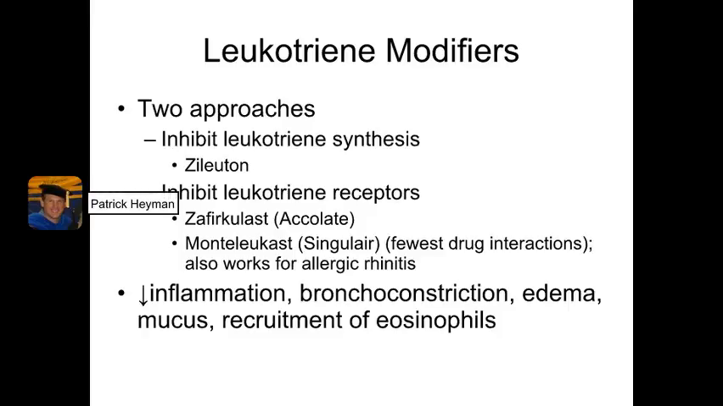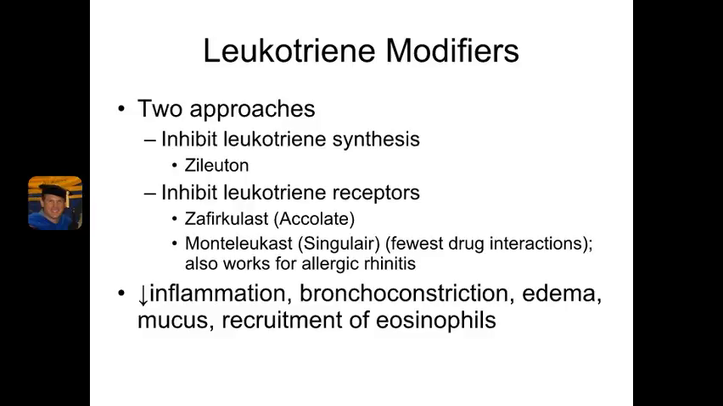Next, we're going to talk about leukotriene modifiers. There are two potential approaches to making leukotriene modifier drugs. One is we can inhibit leukotriene synthesis. The second is we can inhibit leukotriene receptors. Of the three drugs, montelukast or Singulair is the best in terms of it works the best and has the fewer drug interactions, so that's the one that we're going to learn. In addition to being used for asthma, it can also be used for allergic rhinitis because the two diseases are very similar, just active in different parts of the respiratory tract.